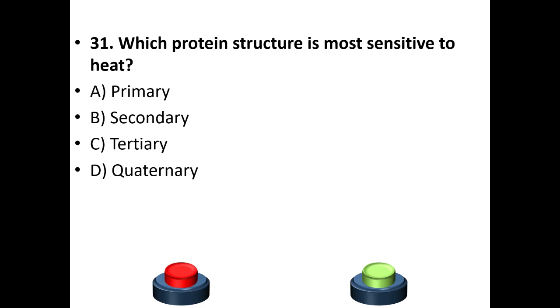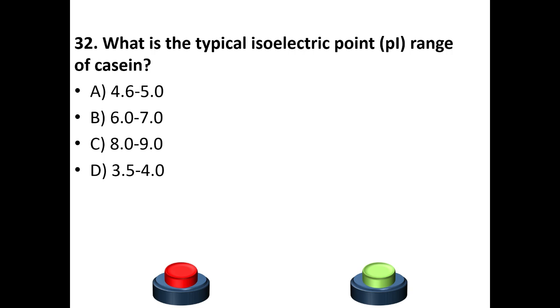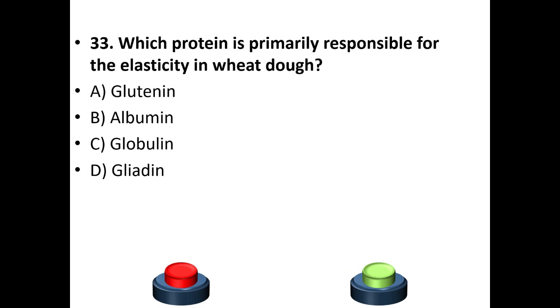31. Which protein structure is most sensitive to heat? Primary, secondary, tertiary, quaternary. Which is the answer? Here the answer is option C, tertiary. 32. What is the typical isoelectric point range of casein? 4.6 to 5, 6 to 7, 8 to 9, 3.5 to 4. Which is the answer? Here the answer is 4.6 to 5, option A.